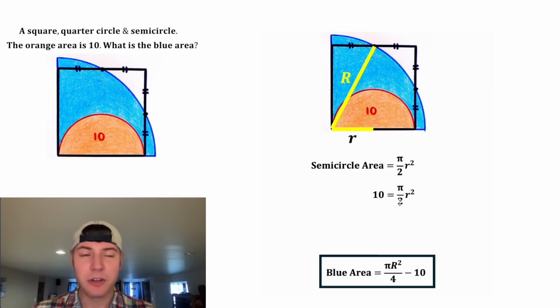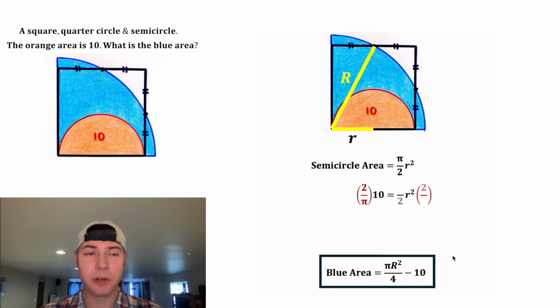We can take this pi over 2 and multiply both sides by its reciprocal. On the right-hand side, these two pi's will cancel each other out, and these 2's will cancel each other out. And then on the left-hand side, we can think of this 10 as a 10 over 1, and we can multiply across. 2 times 10 is equal to 20, and pi times 1 is pi. And now we have 20 over pi equals r squared.